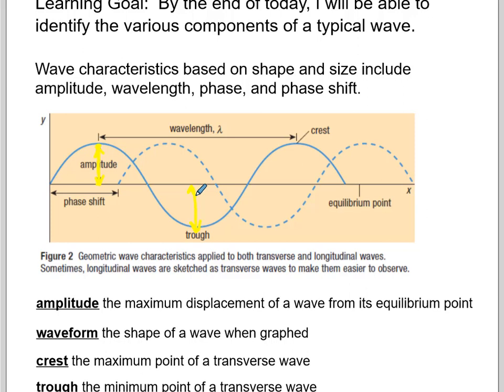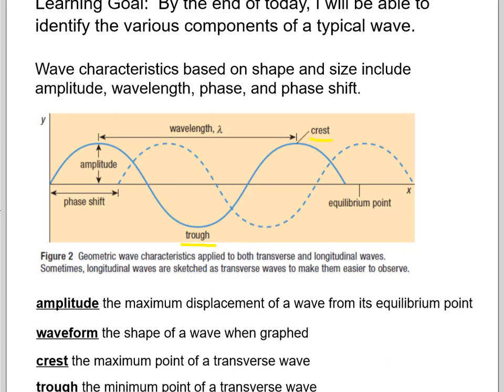Wavelength, we just talked about, that is the length. It's usually measured in millimeters, meters, centimeters, those types of things. And it's the length of one complete cycle. Crest and trough. Crest is how we define the high point. Trough is how we define the low point.